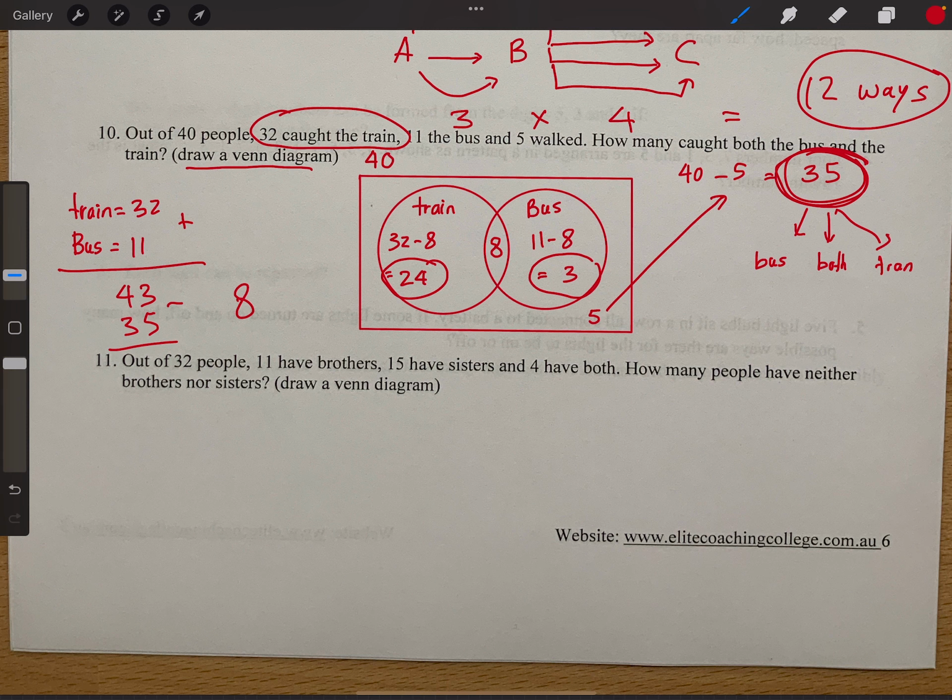Alright, so now the question says how many caught both the bus and the train? Alright, well both bus and train is gonna be in the middle there. So here's your answer, 8. There's both. Both the bus and the train. Okay?